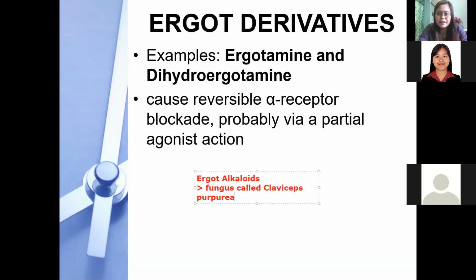Nag-release siya alkaloid and we call the alkaloids ergot alkaloids or ergot derivatives. Daghan sila. So we have examples like ergotamine and dihydroergotamine, na naay action on the alpha receptor blockade. Now, when are we going to discuss thoroughly the ergot derivatives? When we reach the autacoid pharmacology, kasi the effect of ergotamine is more on the serotonin than the alpha receptor. So this will just be its adverse effect. Okay?